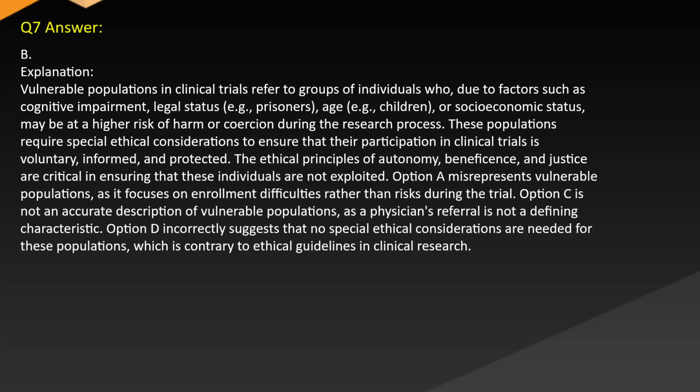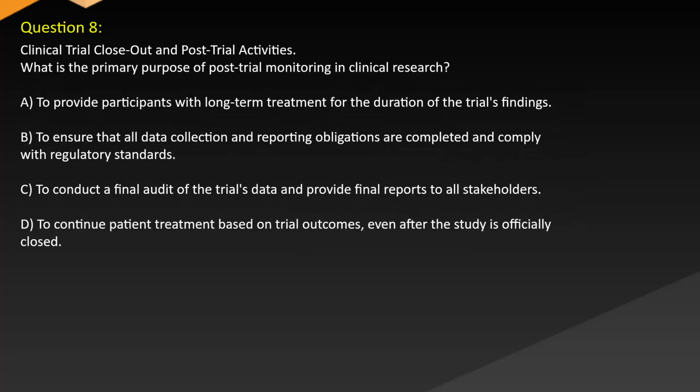Option A misrepresents vulnerable populations as it focuses on enrollment difficulties rather than risks during the trial. Option C is not an accurate description of vulnerable populations, as a physician's referral is not a defining characteristic. Option D incorrectly suggests that no special ethical considerations are needed for these populations, which is contrary to ethical guidelines in clinical research. Question 8.